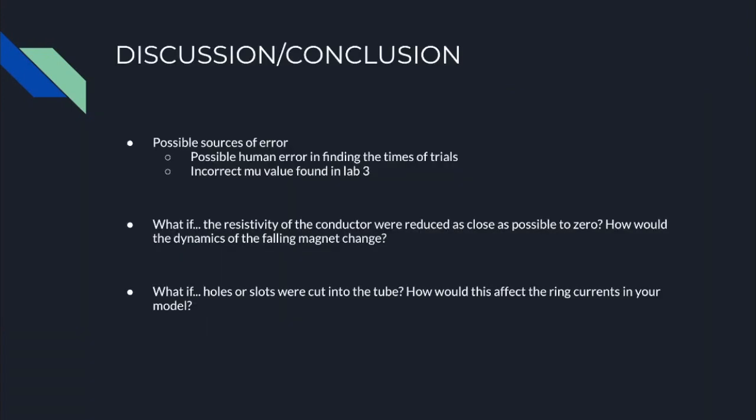So, discussion: possible sources of error. Obviously, we could have human error in finding the time of the trials, and we also use the mu value we found in Lab 3, so that could be incorrect.